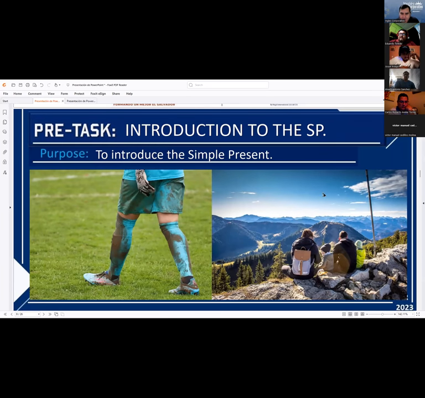Okay, let's continue. Introduction to the simple present. The purpose is to introduce the simple present, okay? Here, what's the action? Football. Play soccer, right? I play soccer. British English, football. American English, soccer. Because football is the one where you have a helmet and run with the ball. They call it American football, but normally only football. If they refer to this one, they say soccer. Okay. Then I play soccer.